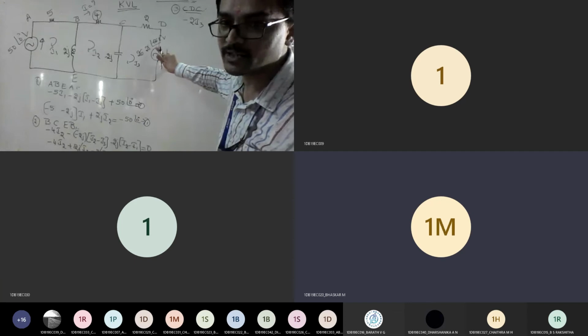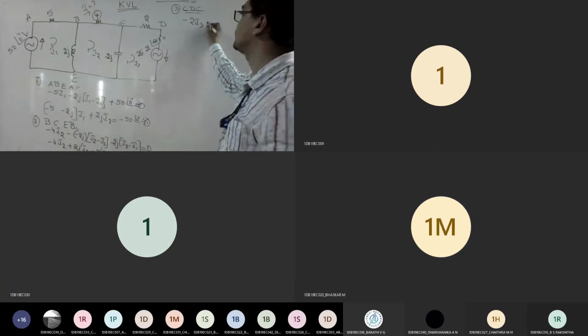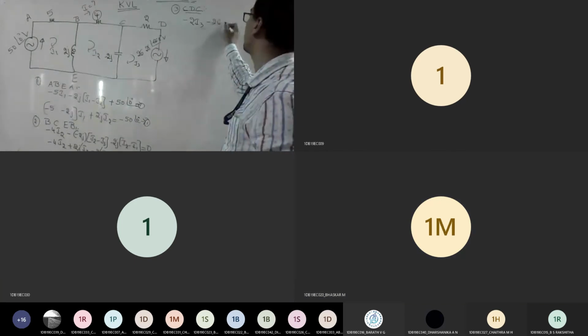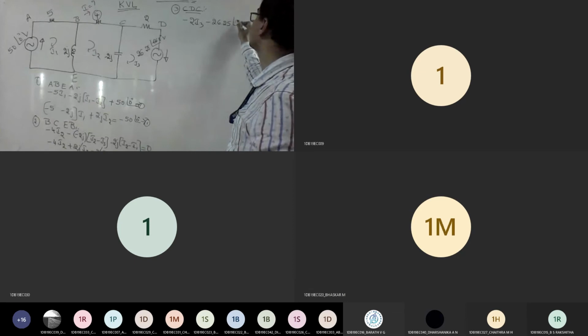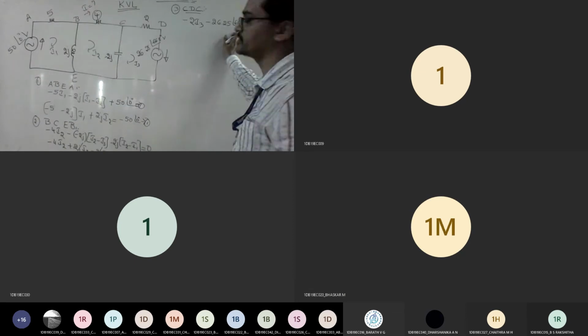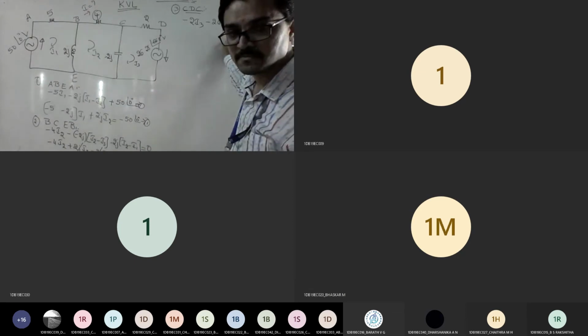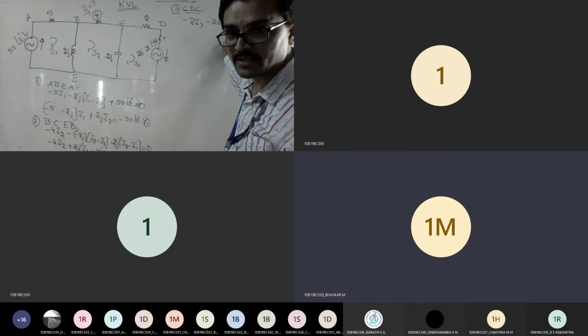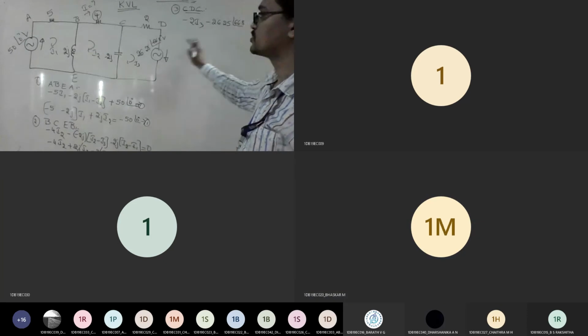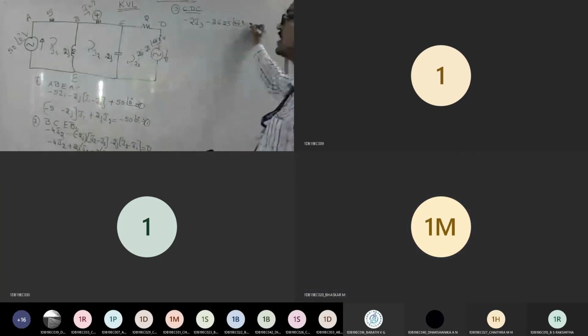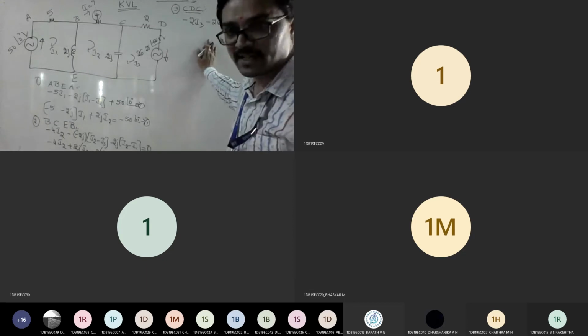So this becomes minus 26.25 at an angle 66.8. I will make this positive. Am I clear? Then left out is again minus of minus becomes plus 2j, I3 minus I2 equal to 0. That's all. Is it correct what I wrote?